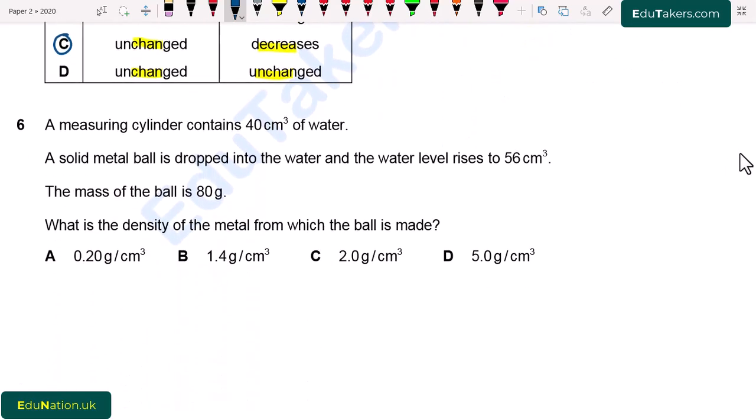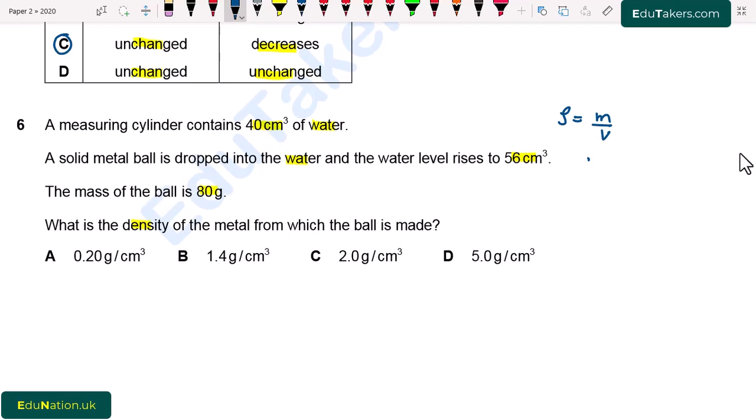Question number 6. A measuring cylinder contains 40 cubic centimeter of water. A solid metal ball is dropped into the water and water level rises to 56 cubic centimeter. The mass of ball is 80 gram. What is the density of the metal from which the ball is made? So here we have to find out the density of the metal. First of all, I write here density is equal to mass per unit volume. Volume is given.